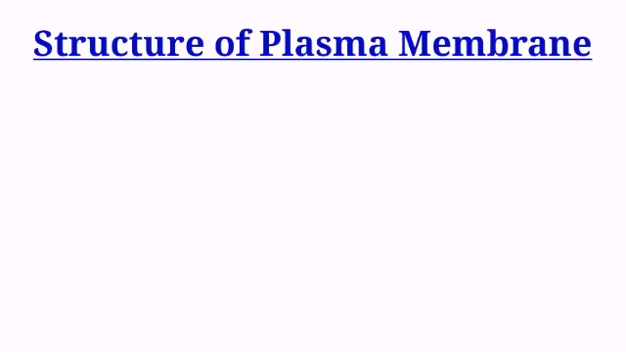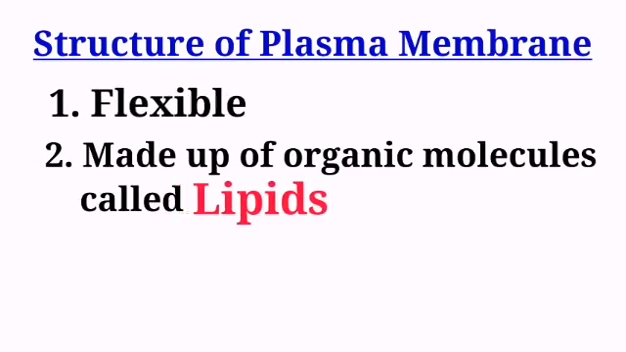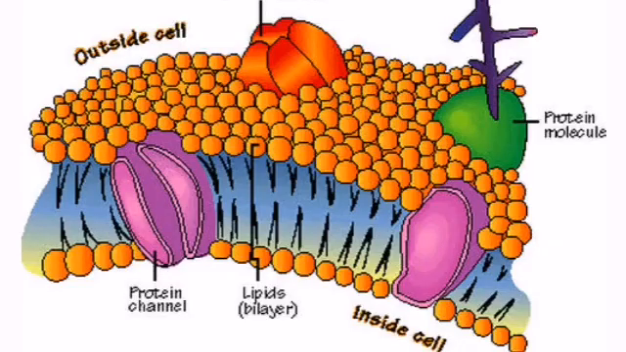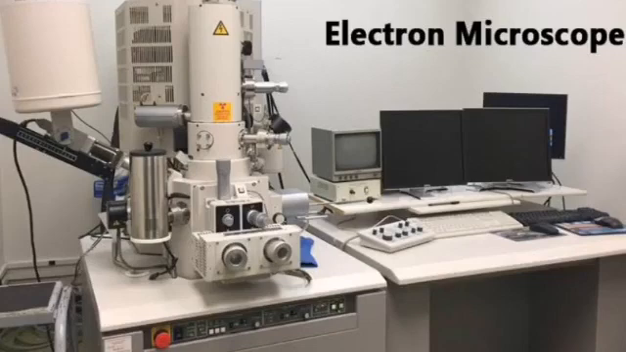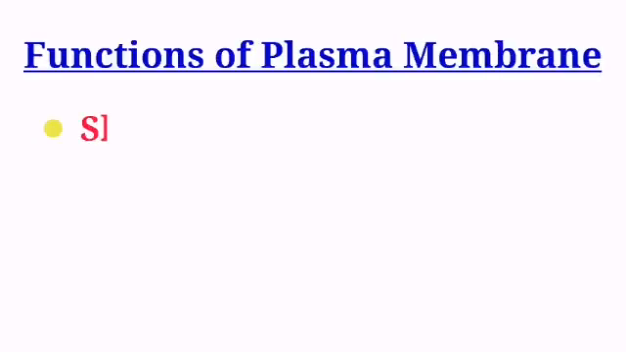The plasma membrane is flexible and it is made up of organic molecules called lipids and proteins, and the structures can only be seen through an electron microscope. Functions of plasma membrane. First, shape. It provides a definite shape to semi-fluid contents of the cell.